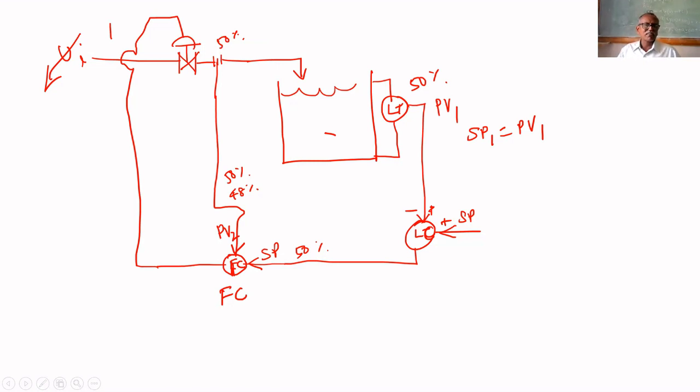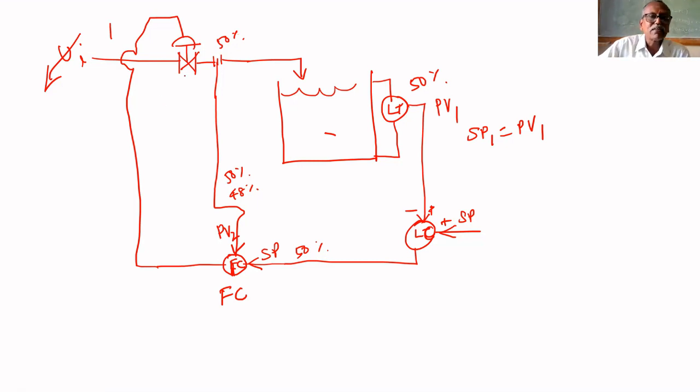If it is a single loop controller, a change in upstream pressure causes a decrease in flow rate. Because of the decrease in flow rate, there is a change in level. The change in level is noticed by the level transmitter. Then the level controller controls the valve directly. But here it is not so. As soon as there is a change in upstream pressure, there is a change in flow rate, and flow rate is measured then and there.